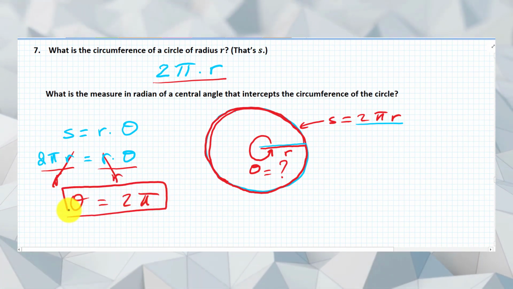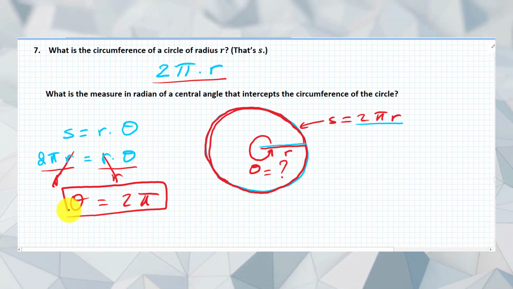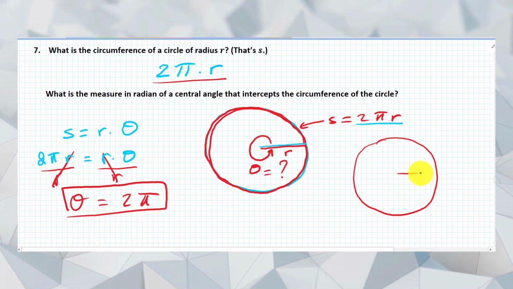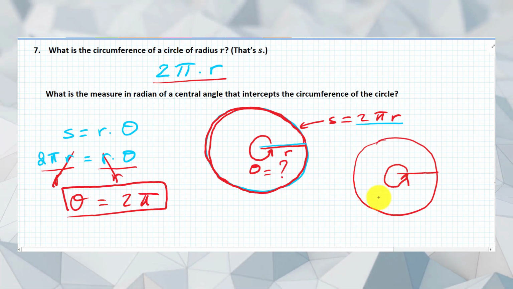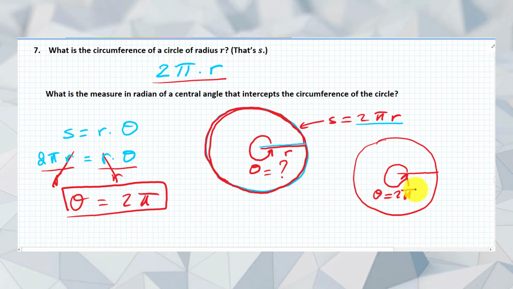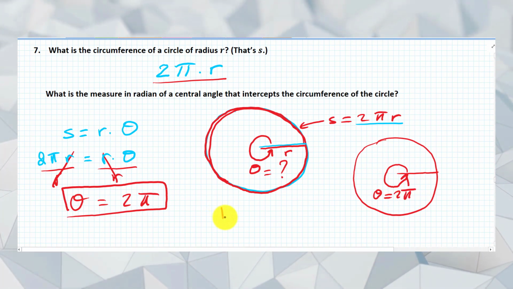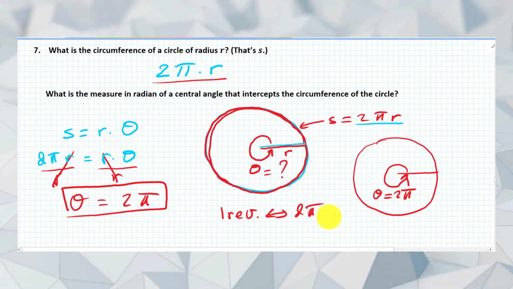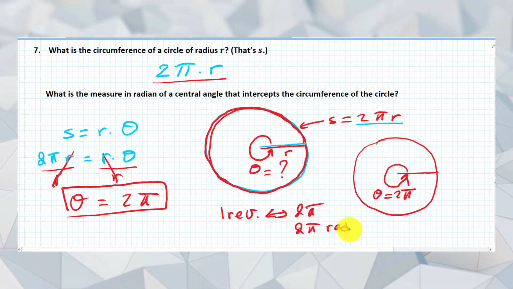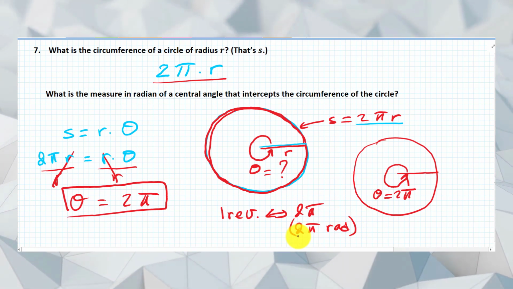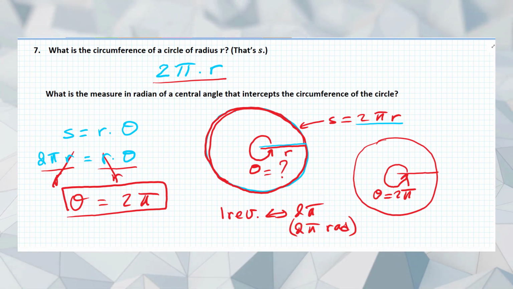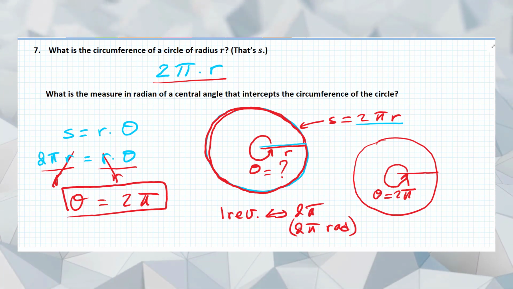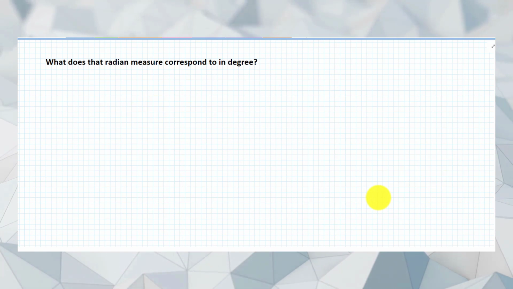Now that is very important and you need to remember it. The angle that intercepts an entire circle has a measure of 2 pi. Another way of saying that is 1 revolution corresponds to 2 pi, or if you want, 2 pi radian. Okay, and 2 pi corresponds to 360 degrees, right? So again, 1 full revolution corresponds to an angle of measure 2 pi. Let's remember that.